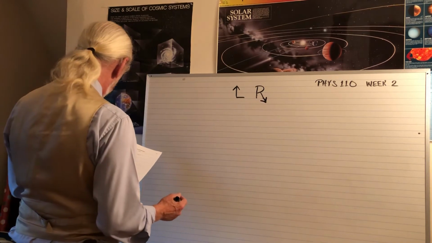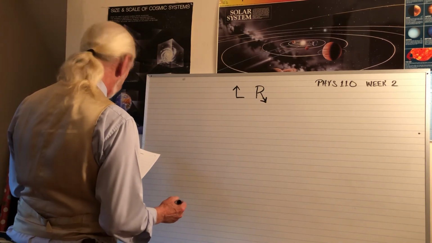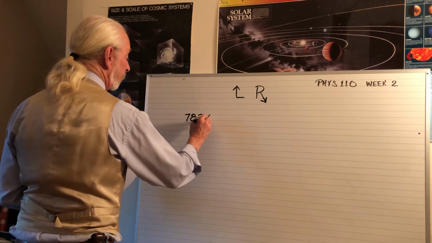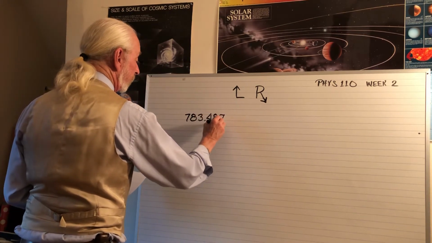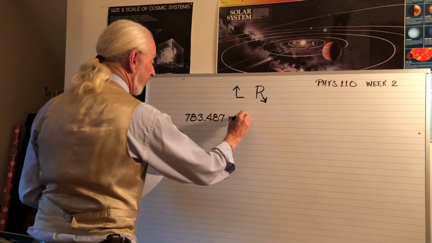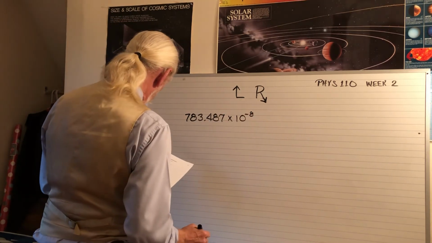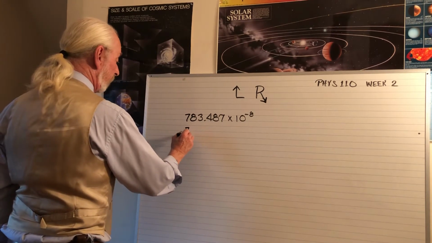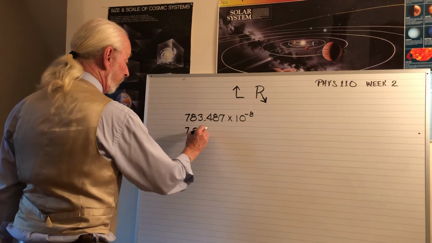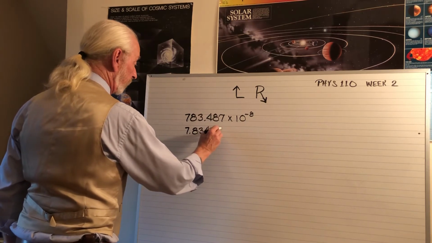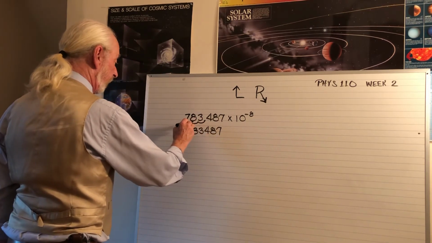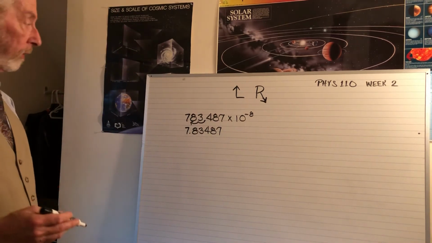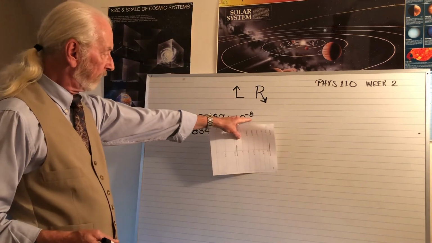We have, let's see, 783.487 times 10 to the negative 8, I think. Yes. Okay, so we're going to change the coefficient to read 7.83487. So I went 1, 2 to the left. All right. That means my exponent's going to go up by 2, but I've got 10 to the negative 8.